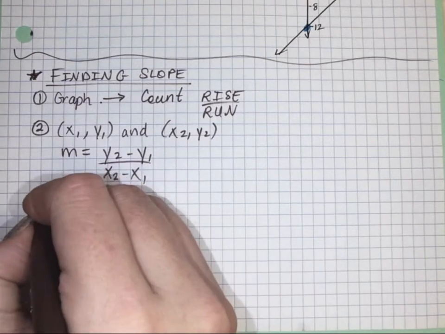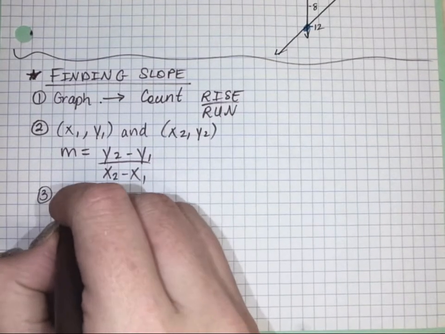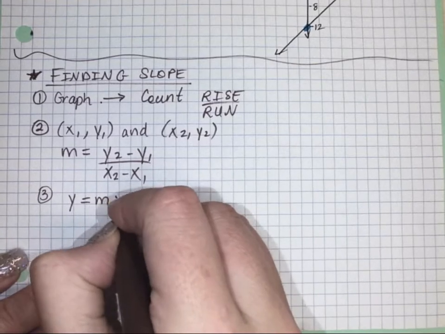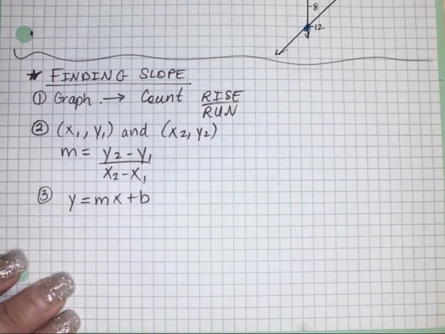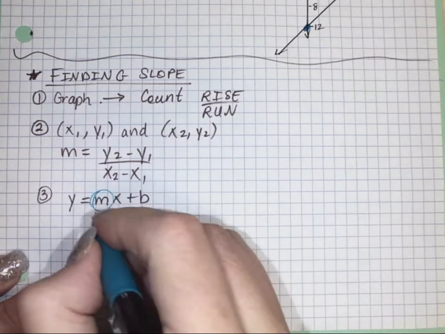Another way to find slope is from looking at when your equation is given to you in slope-intercept form. So of course your slope is always m.